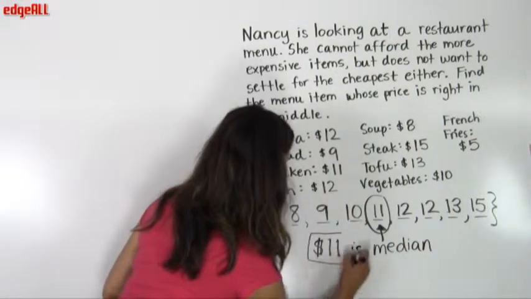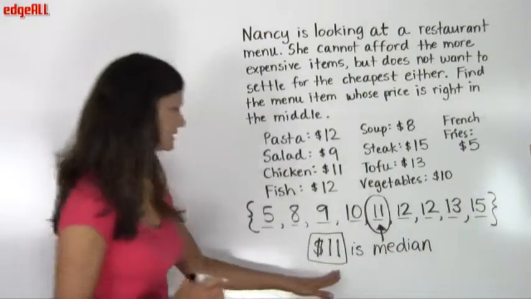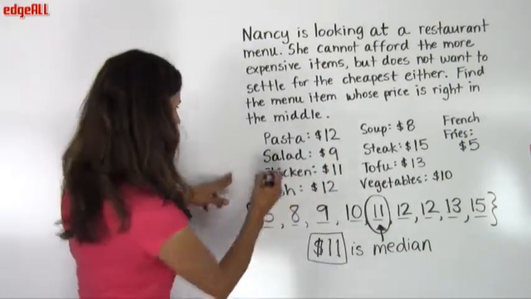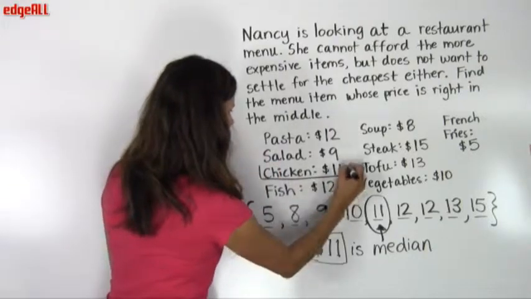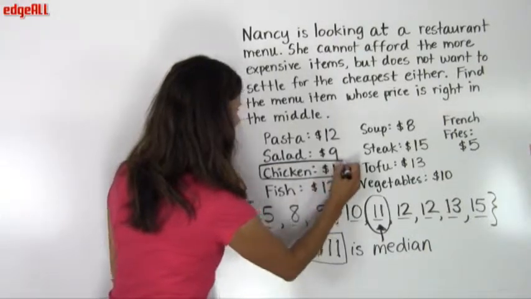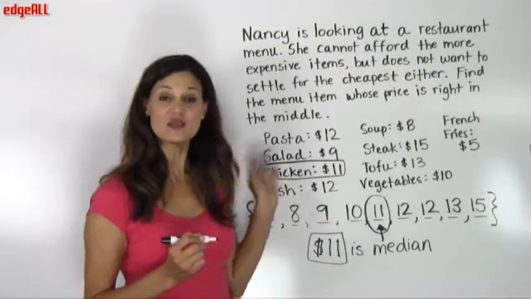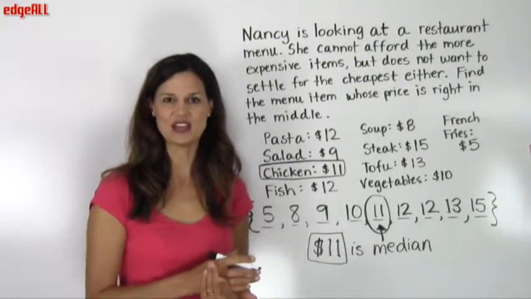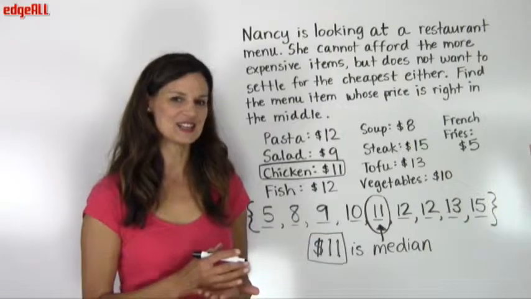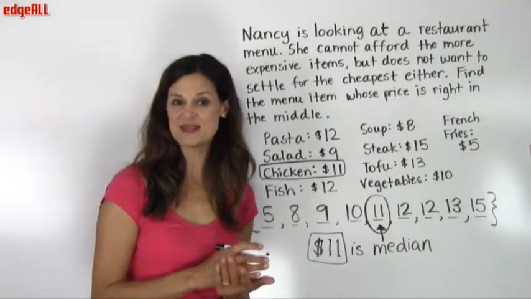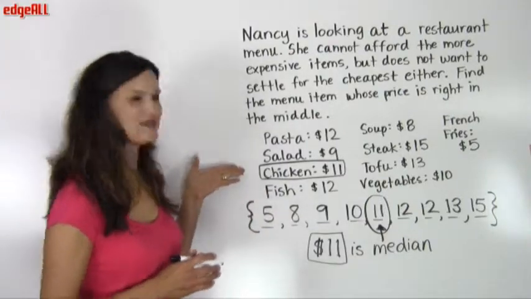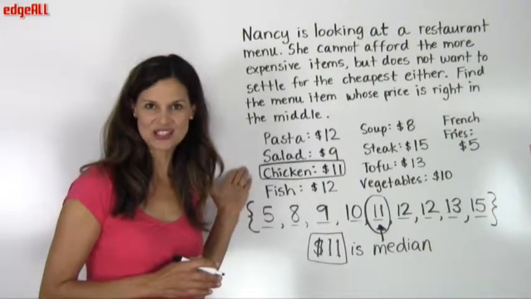And so our answer to Nancy then is, since $11 is the median price, that she would want to order the chicken off the menu. And if she orders the chicken, this represents the median sale price on the menu. So as far as Nancy is concerned, she can get a decent meal if she decides to pick something from the median price value of $11.